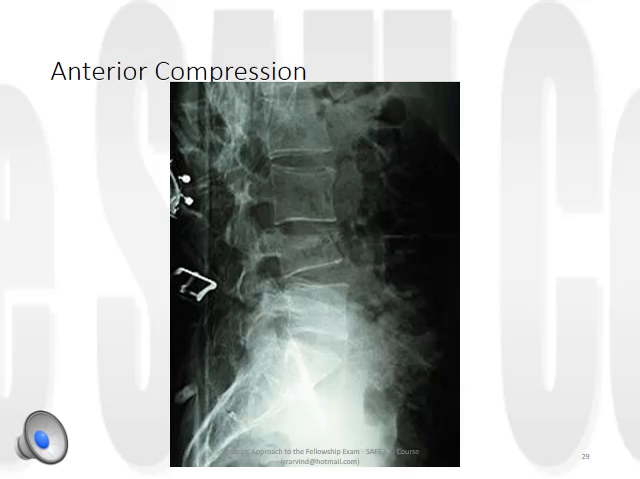Some of the pathology that we can see related to traumatic injury is compression. So here we have anterior compression. This is a one-column injury. There's compression here of L4. Anterior compression injury is a common fracture pattern and it results from traumatic hyperflexion with compression. It's considered stable, but the greater the loss of height anteriorly, the greater the risk of middle column involvement.